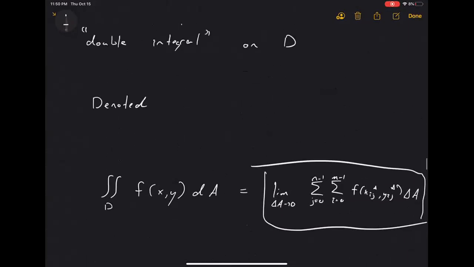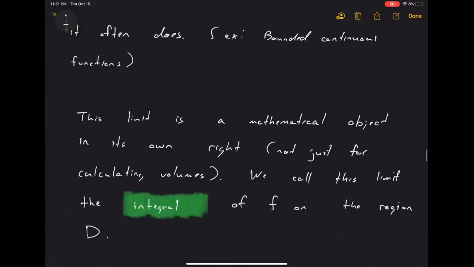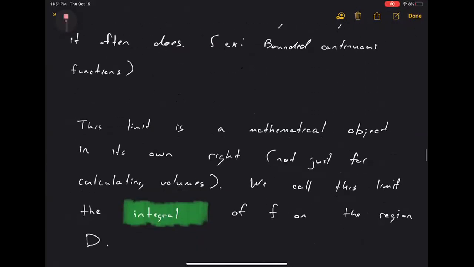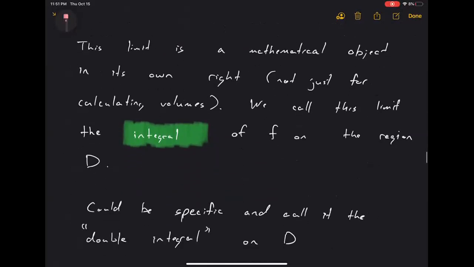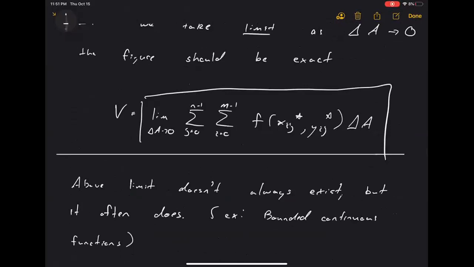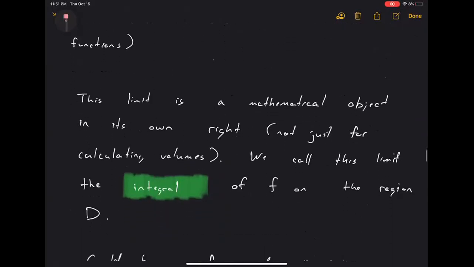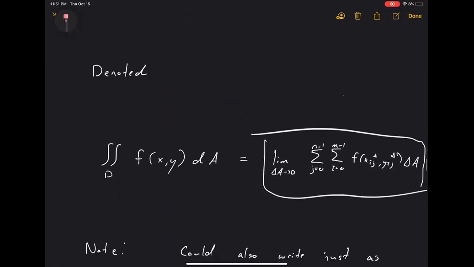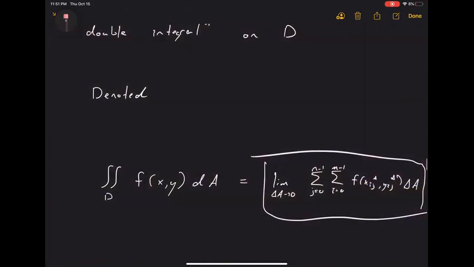Now, a note about terminology and notation. We said that this limit, we can call it the integral. We could also call it the double integral if we want to be specific about what dimension we're working in. As I said, we're working in the 2-dimensional domain, the xy plane, and we have this double summation sign. So we can call it the double integral on D, where D is our domain. And we might denote it with that double integral sign.